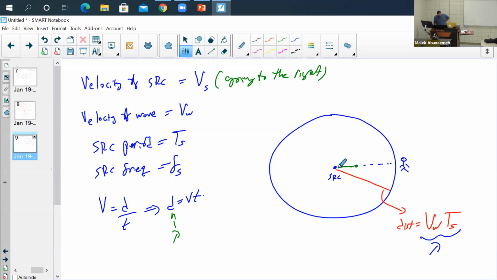So this distance, you've got a little train that's moving. That means that train has a speed, so that's the speed of the source multiplied by the period of that source. That means you've got this little part right over here. Now, this distance is going to equal this big distance, which is the wave velocity multiplied by your source period, minus your source velocity multiplied by your source period.